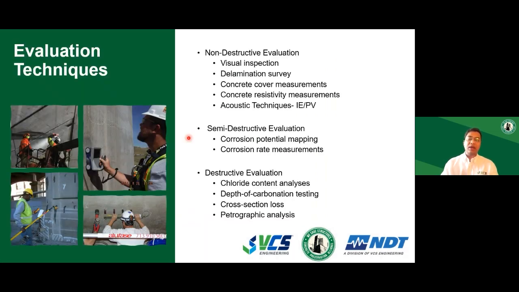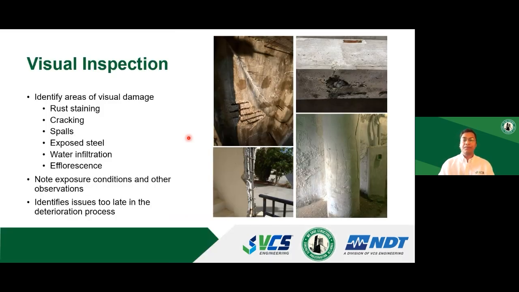For this presentation, I have divided those typical test methods into three categories. One is non-destructive evaluation, where you do not make any indents or any damage to the concrete. Second is semi-destructive evaluation. It can be corrosion potential mapping or corrosion rate measurements, where you need to make a connection to the steel. And the third is destructive evaluation or concrete sampling, where you actually have to take a sample from the concrete element to do some chemical analysis or to measure the section loss on the steel. Let's get into the non-destructive evaluations first.